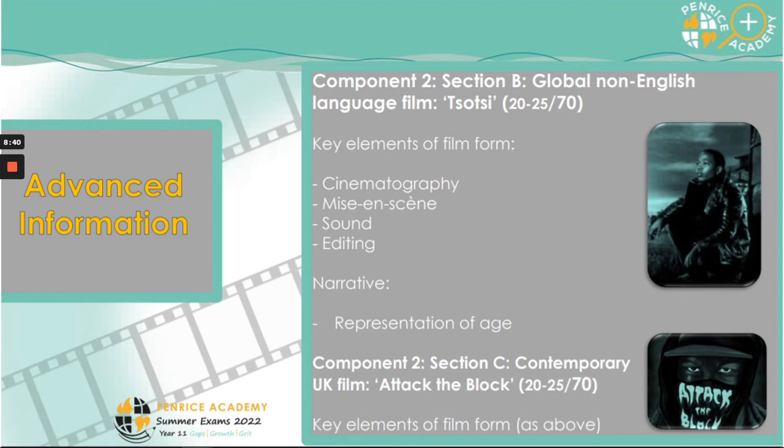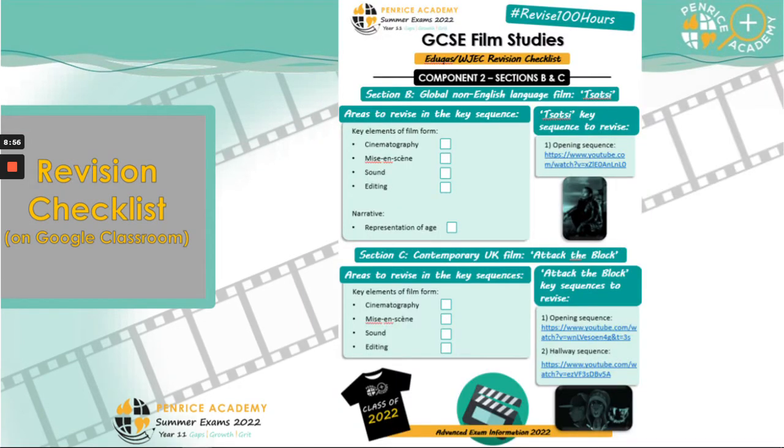For Section C, Contemporary UK Film and Attack the Block, as seen at the bottom of the screen there, students are required to just focus on the key elements of film across the 2 key sequences, which are again linked on the revision checklist. Once more, as you can see, the links to the key sequences are here on the revision checklist, but where GCSE is concerned, only one key sequence is available on YouTube. So the other key sequence will be analysed in class using the DVD copy of the film.